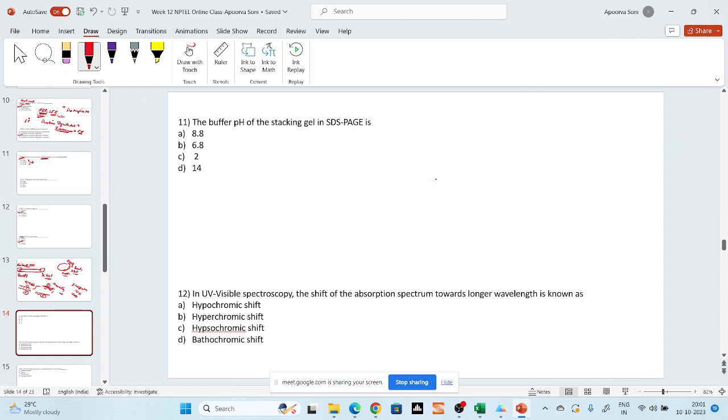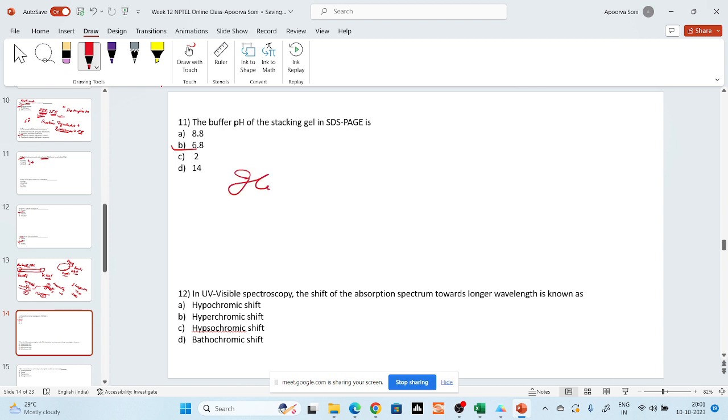Stacking gel. What is the pH of stacking gel in SDS PAGE? We have already studied this. 6.8. Yes, 6.8 is the pH, and for resolving gel, 8.8. So what happens when your pH is increasing?